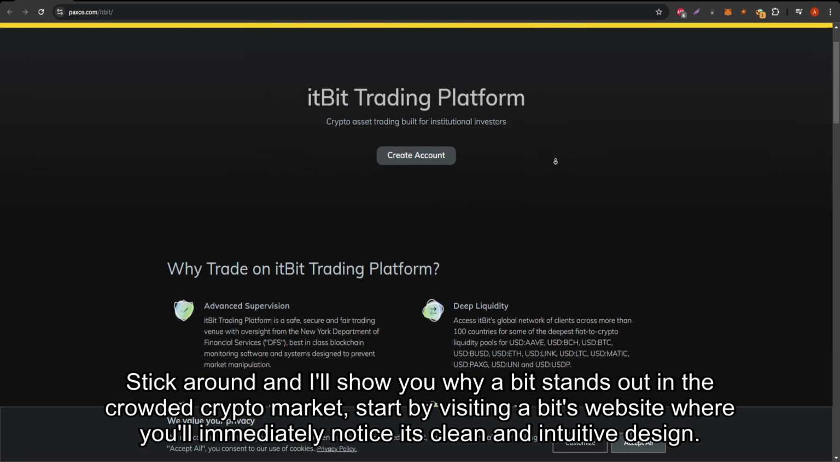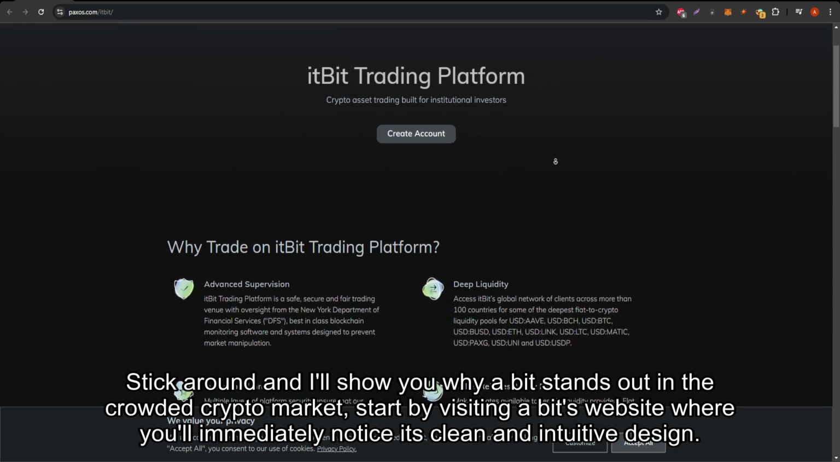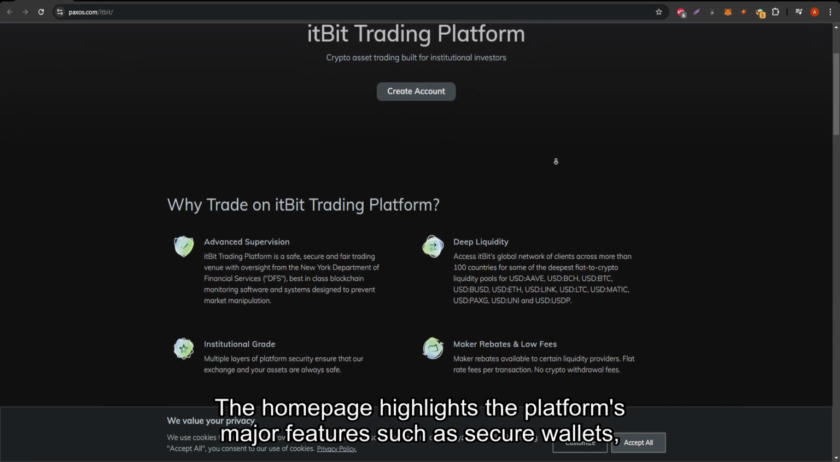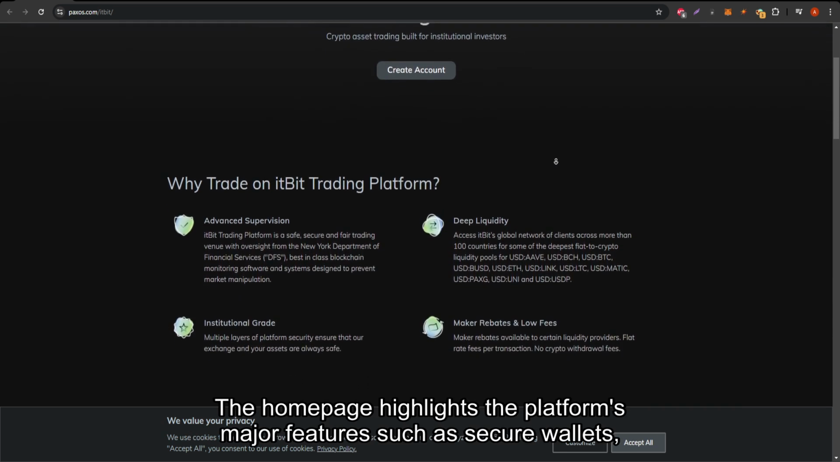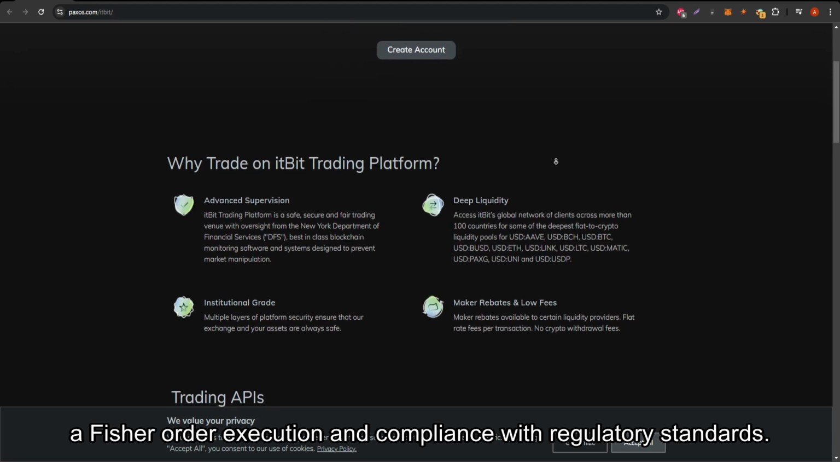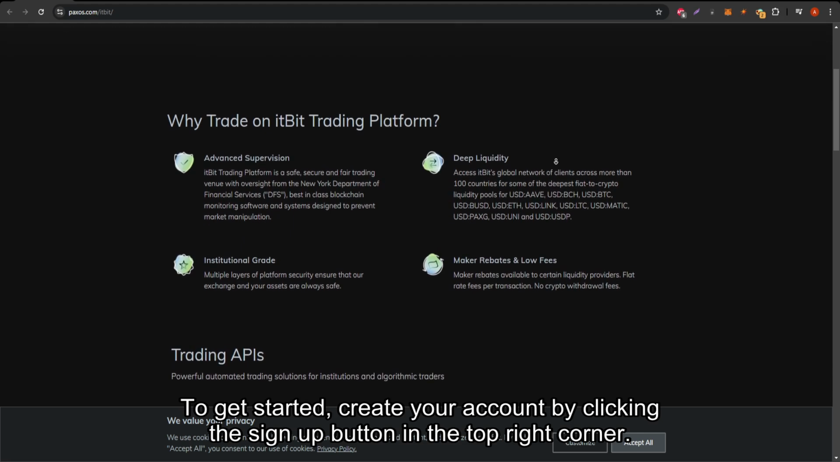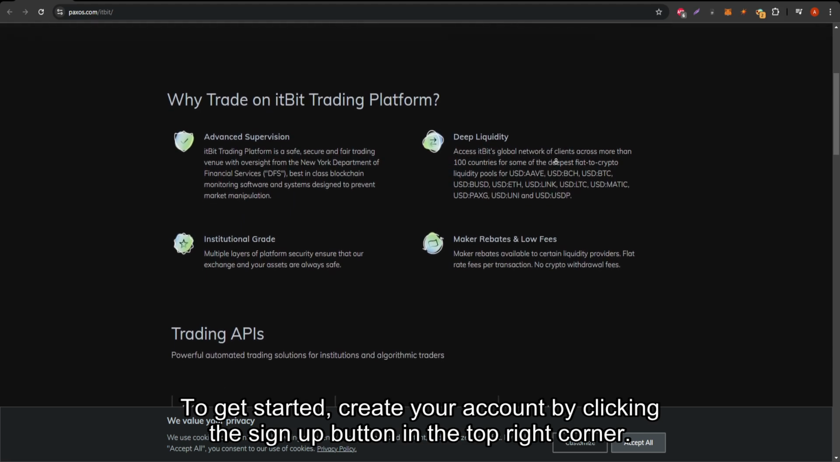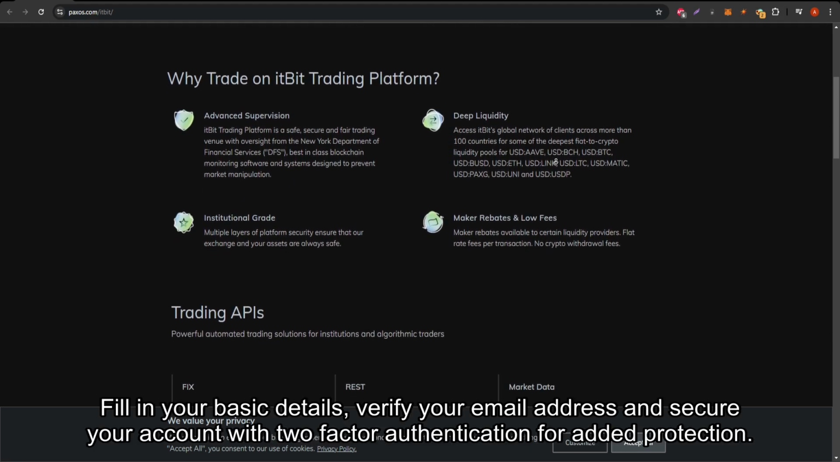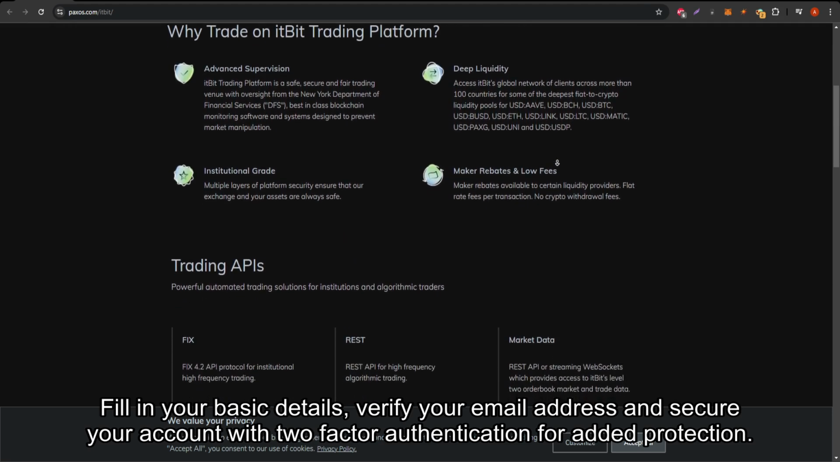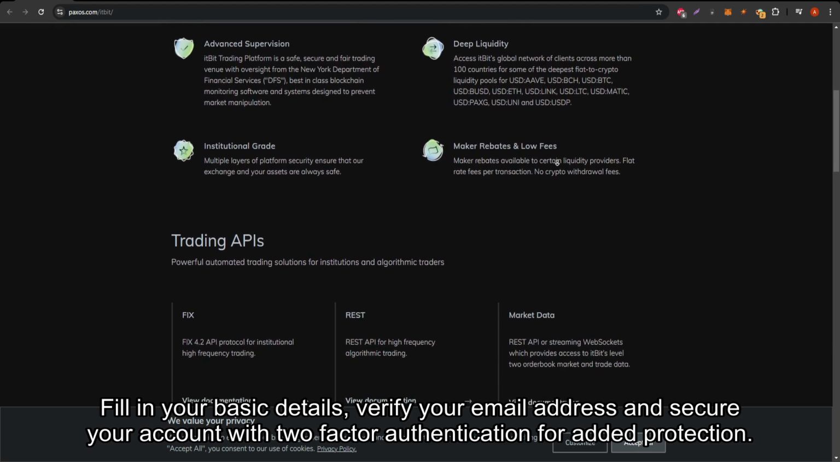Start by visiting itBit's website, where you'll immediately notice its clean and intuitive design. The homepage highlights the platform's major features, such as secure wallets, efficient order execution, and compliance with regulatory standards. To get started, create your account by clicking the Sign Up button in the top right corner. Fill in your basic details, verify your email address, and secure your account with two-factor authentication for added protection.